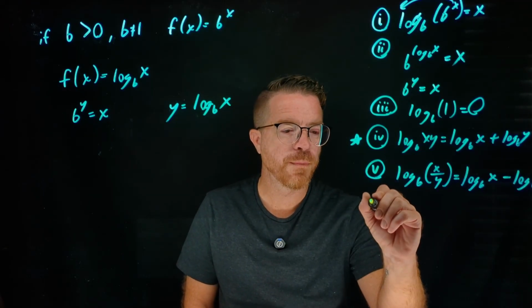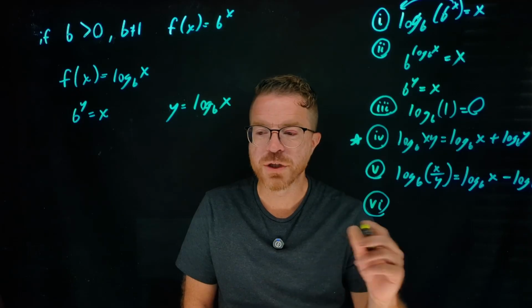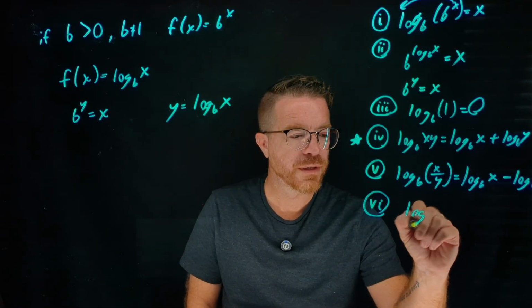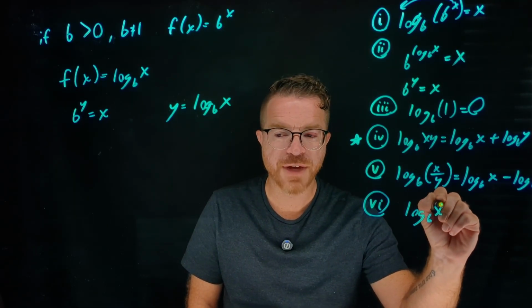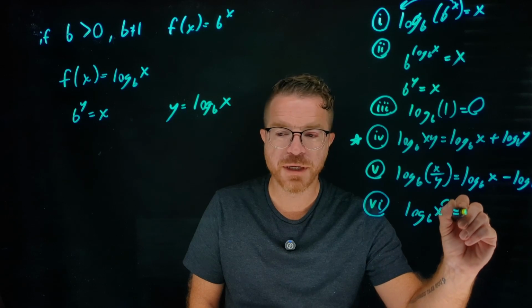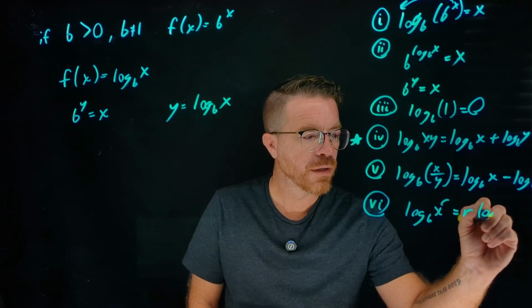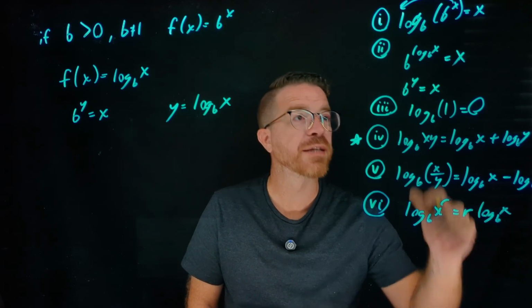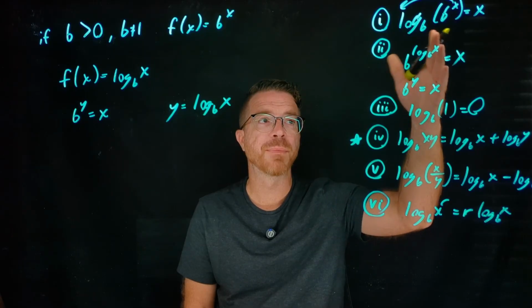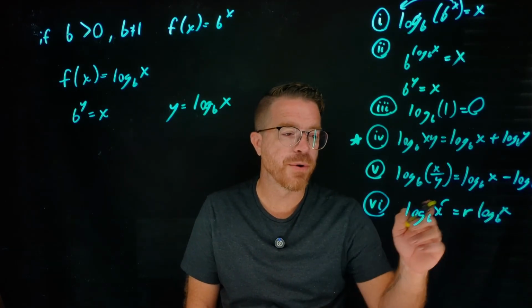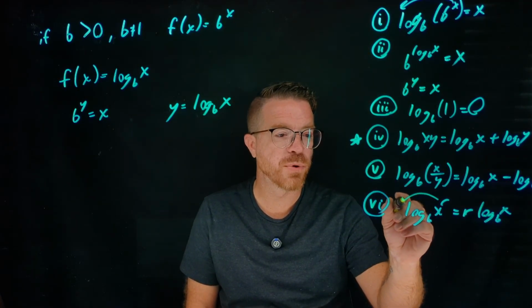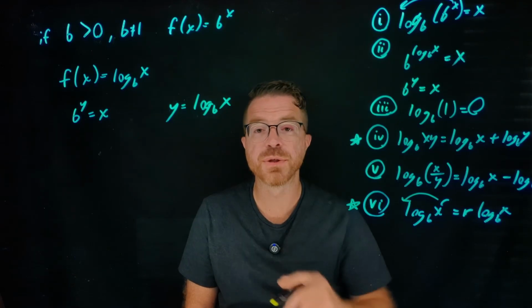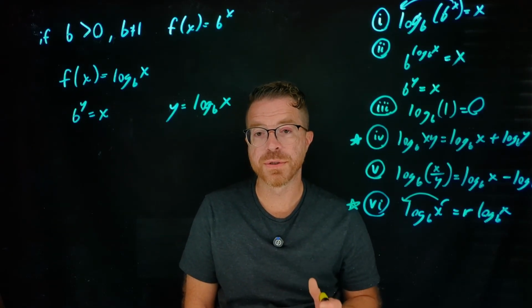And then our last rule is going to be that if we have log base b of x to the r, this is going to be equal to r times log base b of x. And this is kind of similar to what we were talking about up here of pulling the powers out. Basically what this means is that I can pull powers out. So this is also one that we will use quite a bit in this course.